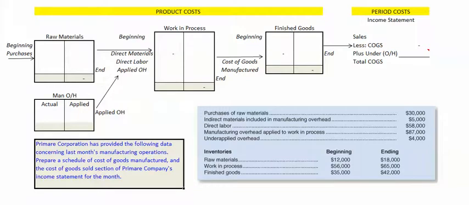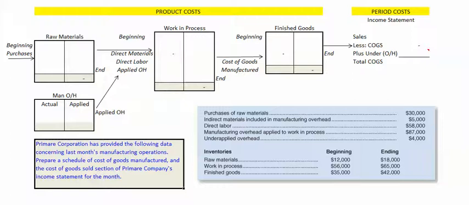Primera Corporation has provided the following data concerning last month's manufacturing operations. Prepare a schedule of cost of goods manufactured and the cost of goods sold section of Primera Company's income statement for the month. Rather than prepare a schedule of cost of goods manufactured, we're going to record our cost information on a flow chart and track our cost from raw materials into work in process and finally over to finished goods. And in doing so, we'll calculate our costs of goods manufactured.